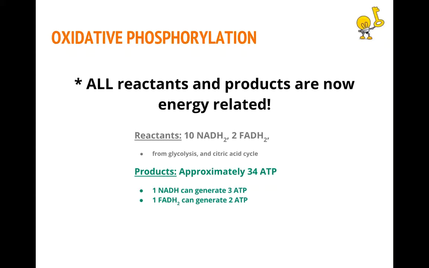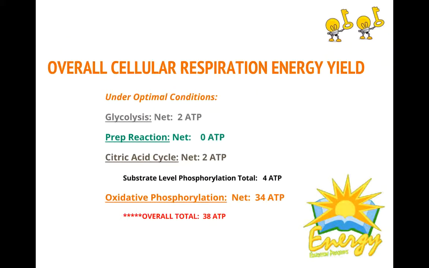At the end of oxidative phosphorylation, both steps, chemiosmosis and electron transport, we have generated approximately 34 ATP molecules. One NADH fed into the system can generate about 3, and FADH2 is a little lower energy molecule, so only 2 ATPs can be generated from one of those.